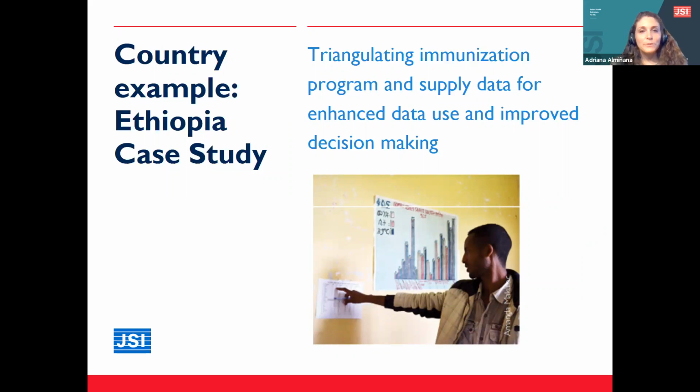So I'm going to present a country example of JSI's experience supporting Ethiopia staff in triangulating immunization program and supply data towards better data use and improved decision-making. Next slide.